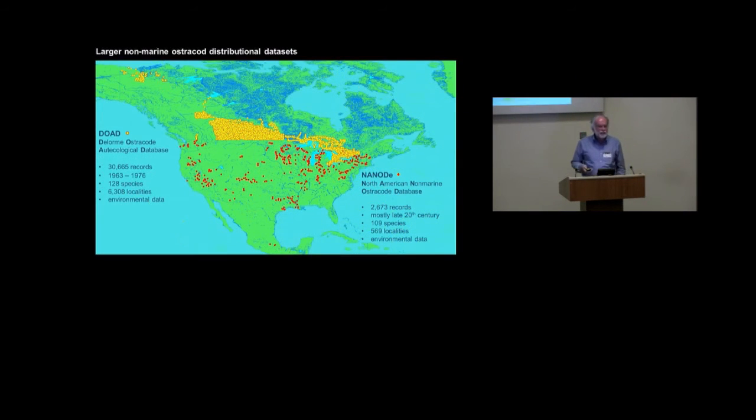If we move across the Atlantic, we have two really big, fantastic databases. In Canada, we have the DODE, which is to rhyme with node, the Delorme Ostracod Horticological Database. And I should perhaps point out that the spelling of ostracod or ostracode is kind of optional depending on which side of the Atlantic you were born. It's an enormous database, more than 30,000 records, more than 6,000 sites. It has a huge amount of environmental data with it.